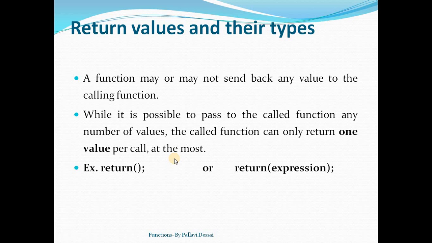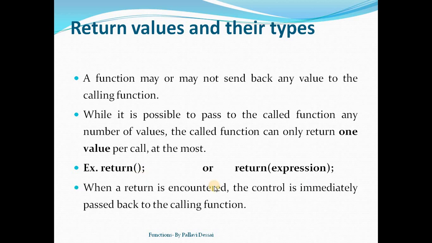So how can we use a return statement? If it is returning some output, we are going to write return and the output variable name as an expression. If your function is not returning anything, just give empty brackets. When a return is encountered, the control is immediately passed back to the calling function. Next we'll see the second element of the function, which is function call.